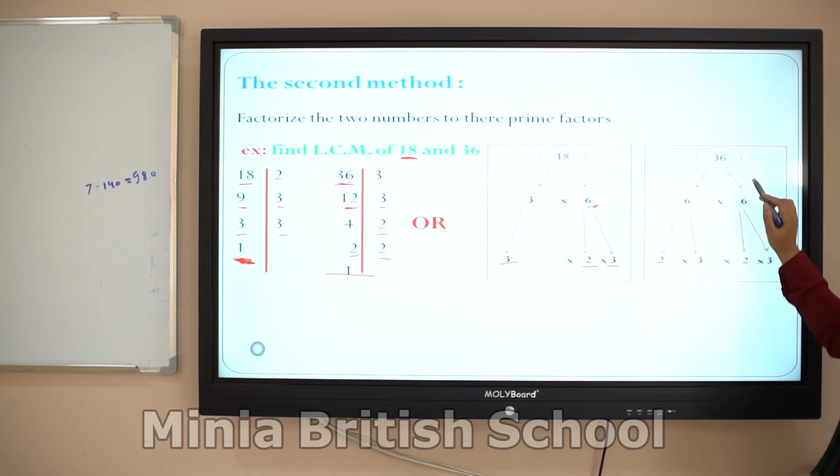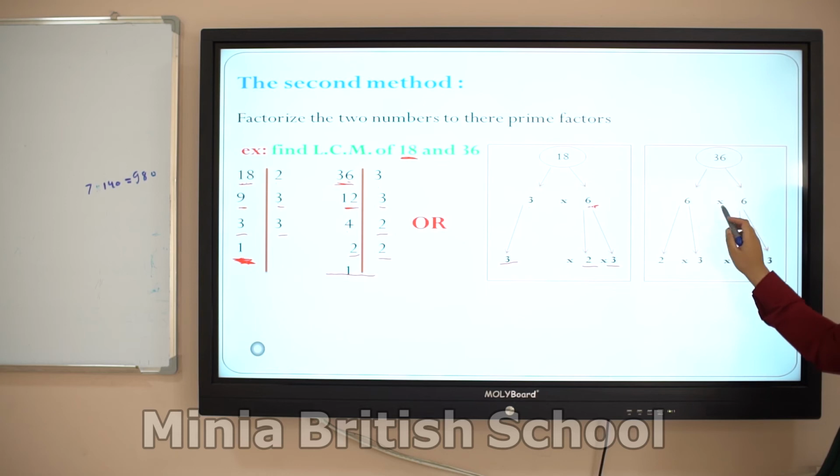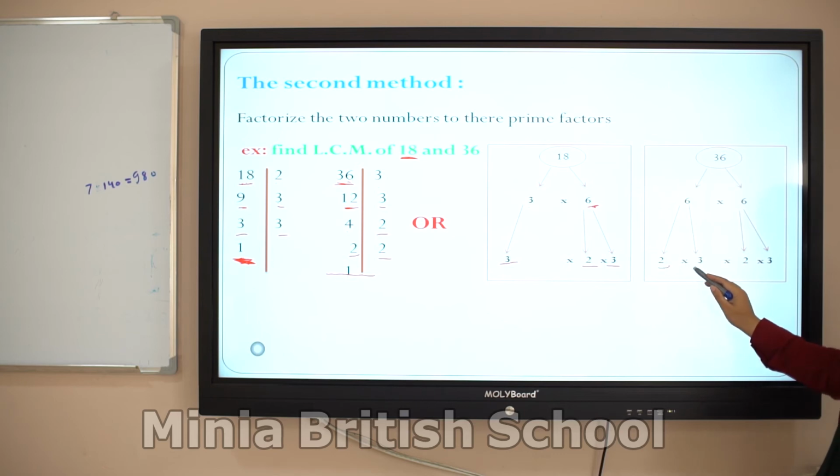So that's it. What about 36? You can write 36 equals 4 times 9 and factorize 4 and 9; it will be the same result. Here we choose 6 times 6. 6 equals 2 times 3, and this 6 also equals 2 times 3. So I will stop once I reach the prime factors. That's it.